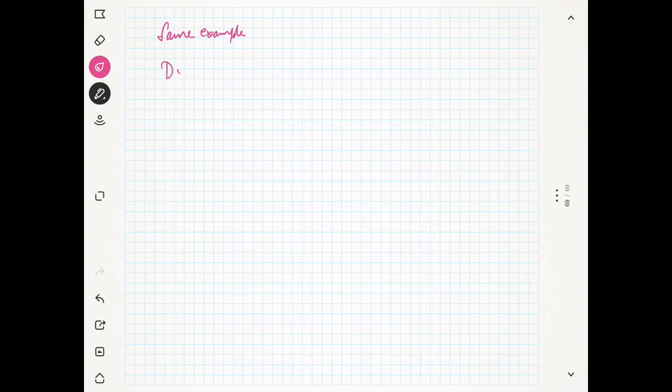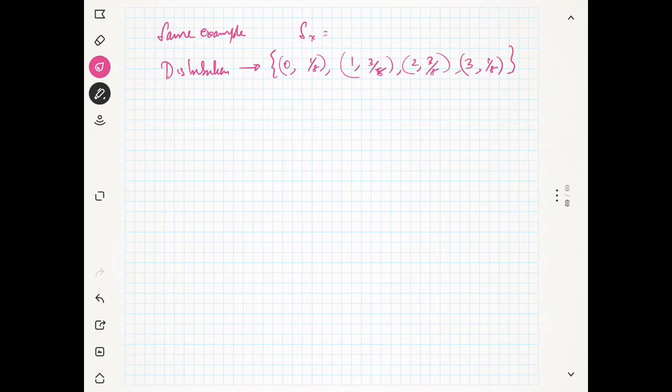The distribution was something like this: for 0 it is 1 by 8, for 1 it is 3 by 8, for 2 it is also 3 by 8, and for 3 it is 1 by 8. Okay, this was our distribution, and our sample space was x as 0, 1, 2, 3.